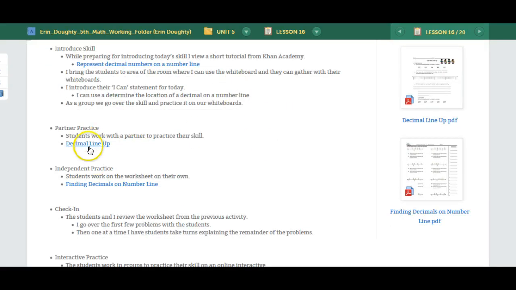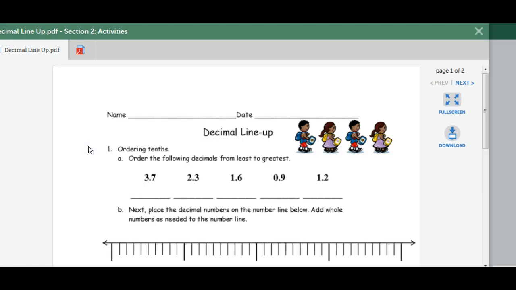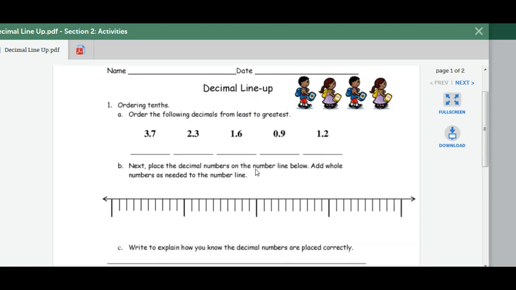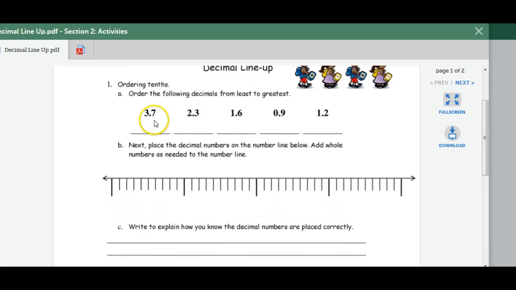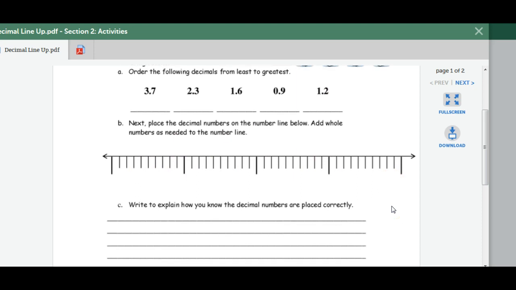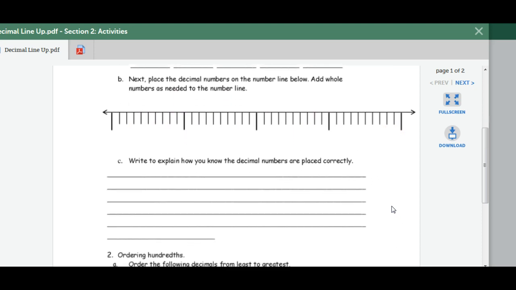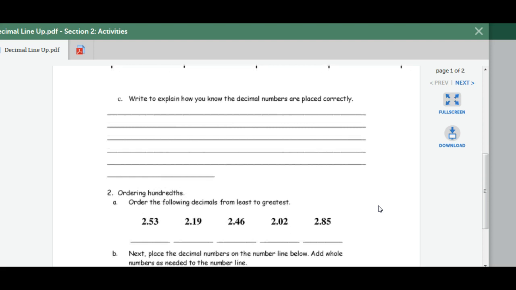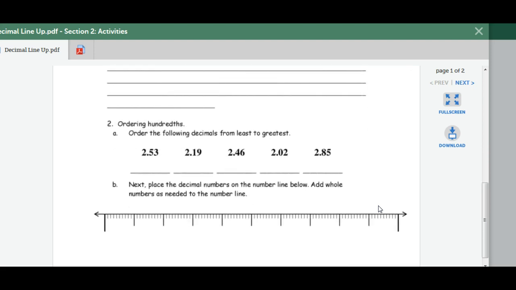For the partner practice, I have an activity called Decimal Lineup, where the students have to do a few different things with the numbers that they're given. They have to first order them from least to greatest, and then they have to put them on the number line themselves. The students also have to explain how they determined where those numbers went, and they have to do the same thing with decimal numbers that include hundredths.